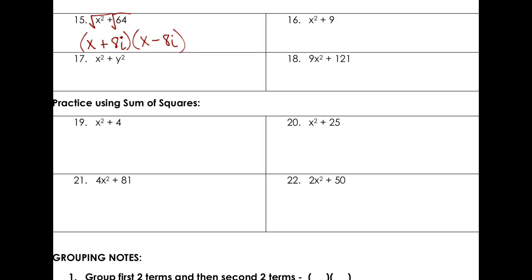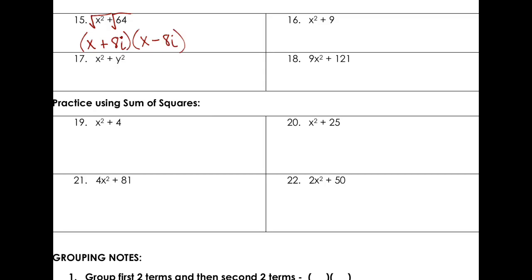Because if you remember when we went over complex numbers, if you were to multiply this all the way back out, you'd get an i squared. That would change to a negative 1, and then you would eventually get back to this right here. And so the only way to get back to that is to have an i in there. Let's look at the next one.